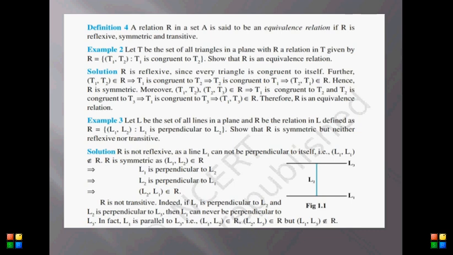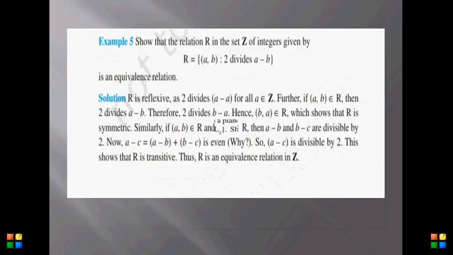R is not transitive. If L1 is perpendicular to L2 and L2 is perpendicular to L3, then L1 can never be perpendicular to L3. In fact, L1 is parallel to L3. (L1, L2) belongs to R, (L2, L3) belongs to R, but (L1, L3) does not belong to R. So this relation is symmetric but neither reflexive nor transitive.